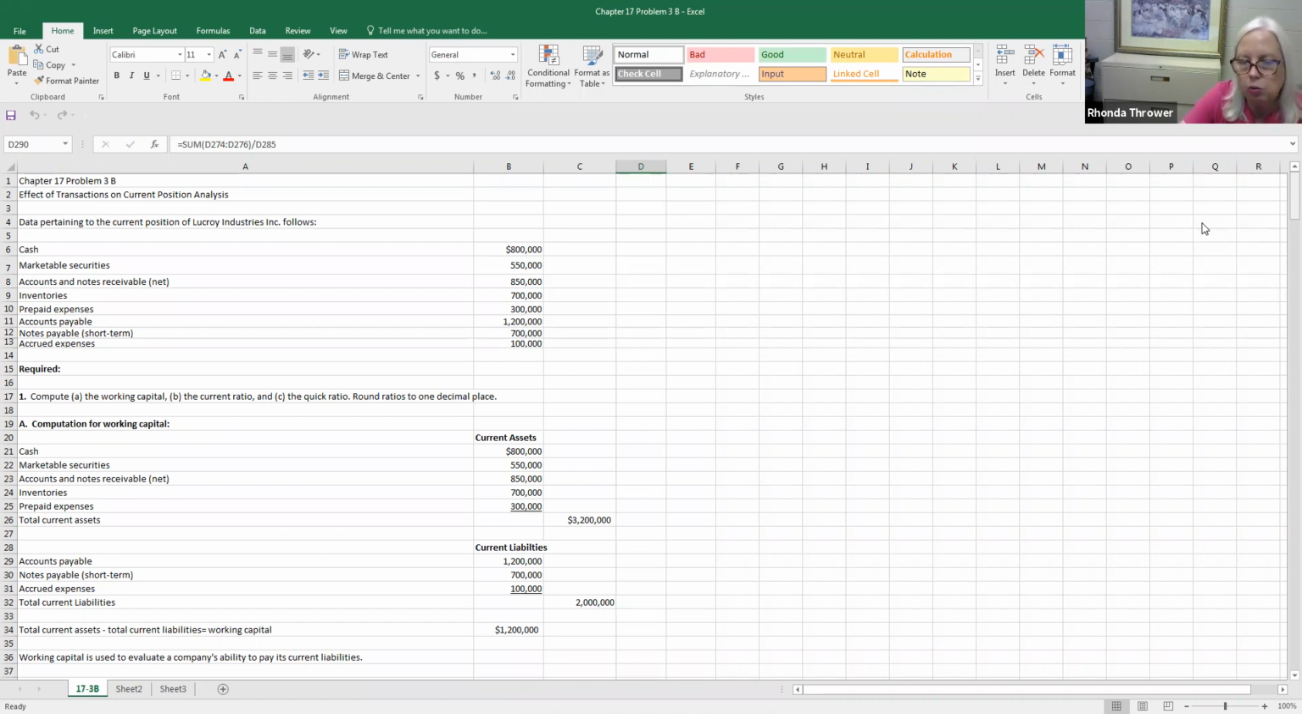And then your quick ratio would not have changed because, well, I guess it would have changed because your total of your quick assets would have changed. Your cash increased, but your accounts receivable went down. So no, it didn't change either. So that would have been left there.